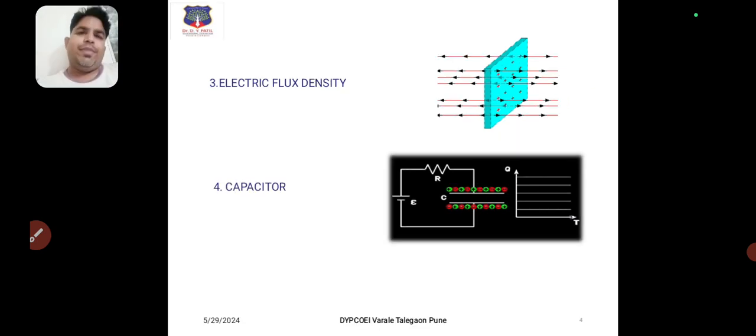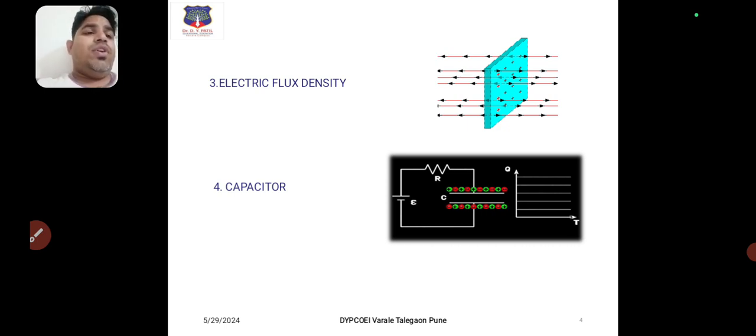Next is the capacitor. We all know the capacitor is used to store charge, and we also call it a condenser. The formula of the capacitor is C is equal to epsilon 0 A divided by d. C is directly proportional to epsilon 0 A and inversely proportional to the distance. The second formula is C is equal to Q divided by V. It means C is directly proportional to Q, the charge, and inversely proportional to V.